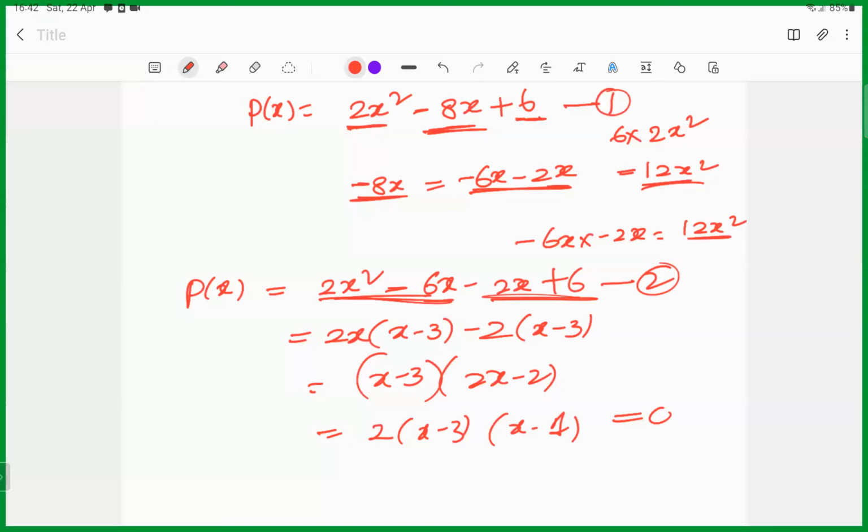Now, can you do it for P of x equal to 3x square plus 5x minus 2? Yeah, follow the same steps. Princy, P of x equal to 3x square plus 5x minus 2, the same thing that you did before. x equal to 1 by 3, x equal to minus 2. Yes, sir.